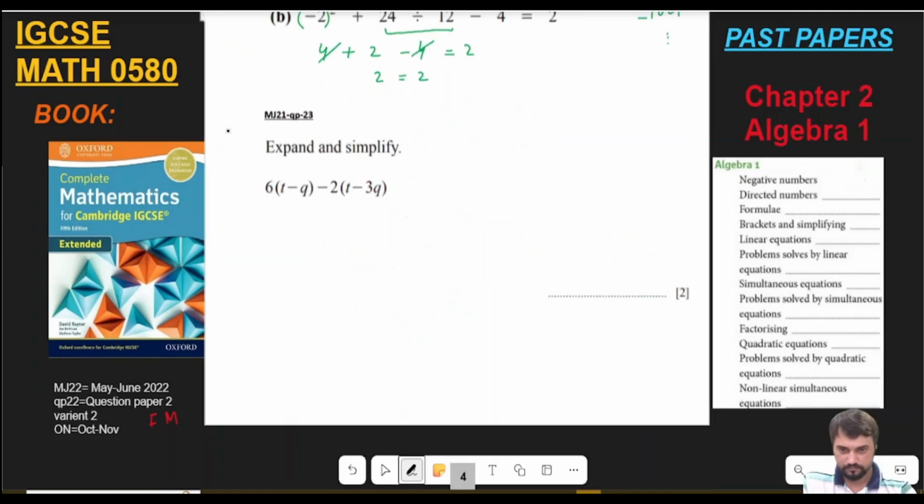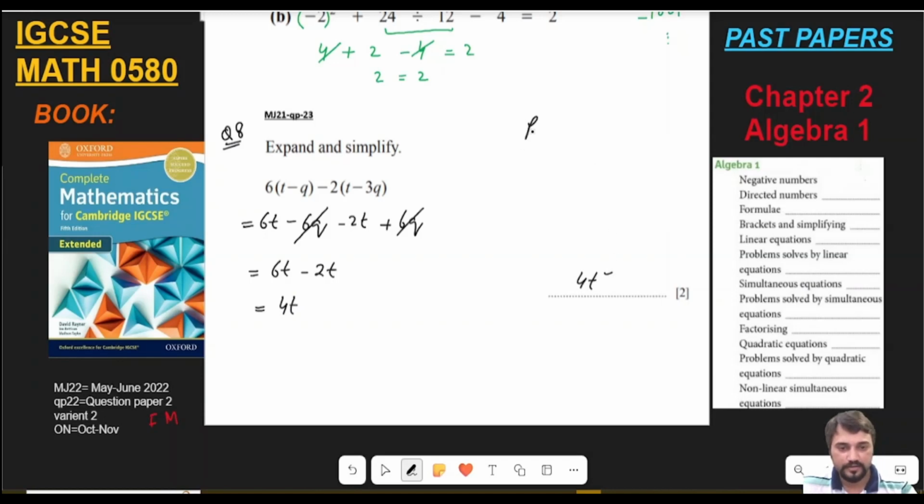Question 8 is, expand and simplify. 6 is going to multiply with t and minus q, and minus 2 is going to multiply with t and minus 3q. So just multiply it. 6t minus 6q minus 2 into t, that is equal to minus 2t, minus into minus 3, that is minus into minus, that is equal to plus 2 3 times 6, and q remains the same. Minus 6q and plus 6q can be cancelled out. The rest is 6t minus 2t. Okay, 6t minus 2t, the answer is 4t. Okay, this is our answer.